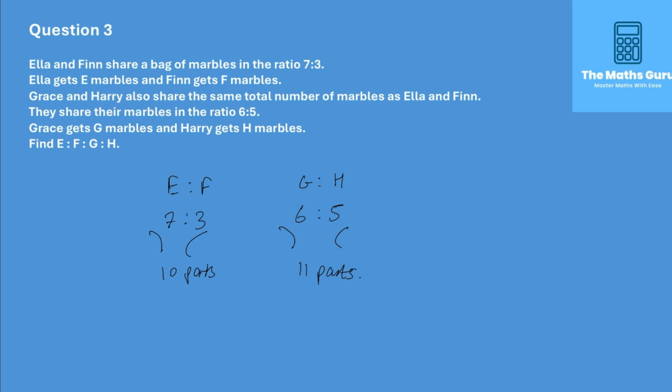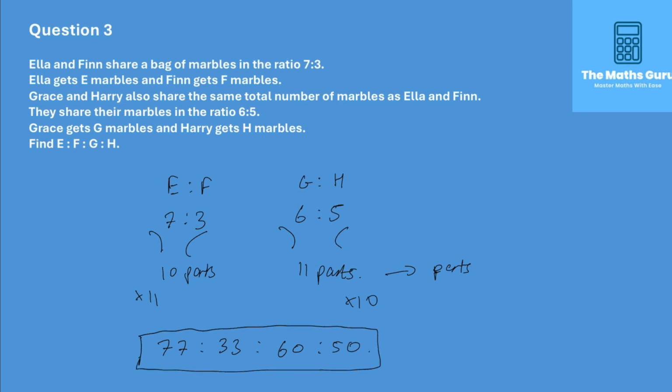So we need to find the lowest common multiple between 10 and 11 to make the number of parts between the ratios equal. So times this side by 11 and this side by 10, and we get the ratios to be 77 to 33 to 60 to 50. So in this case, we've made the number of parts the same, and we've worked out that this is the ratio of E to F to G to H.